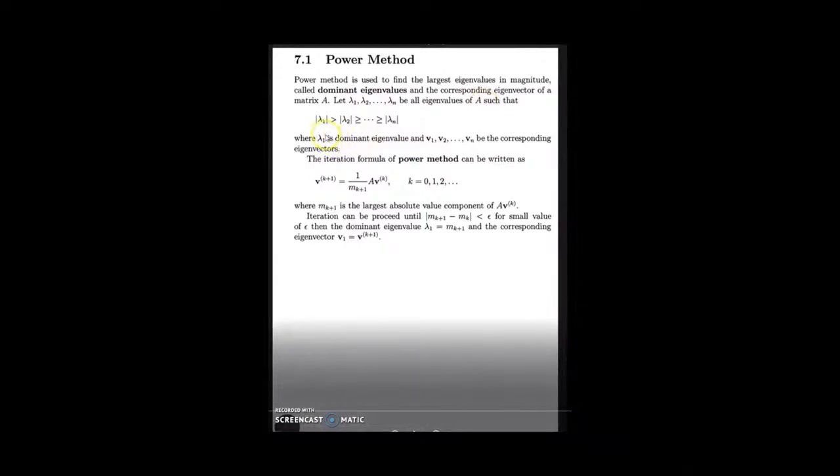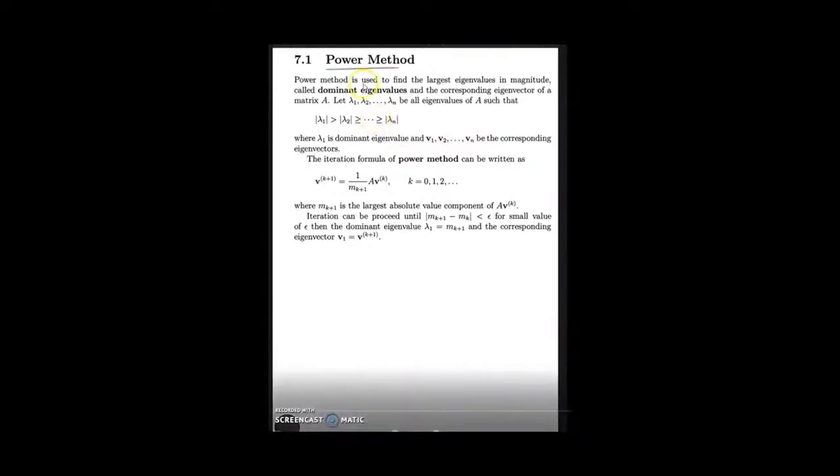The power method is very simple. It's just to find the largest eigenvalue, or dominant eigenvalue, lambda 1, which is always greater than lambda 2, and lambda 2 is always greater than lambda 3 because the size of the matrix is 3 by 3. If it were 4, there would be a lambda 4.